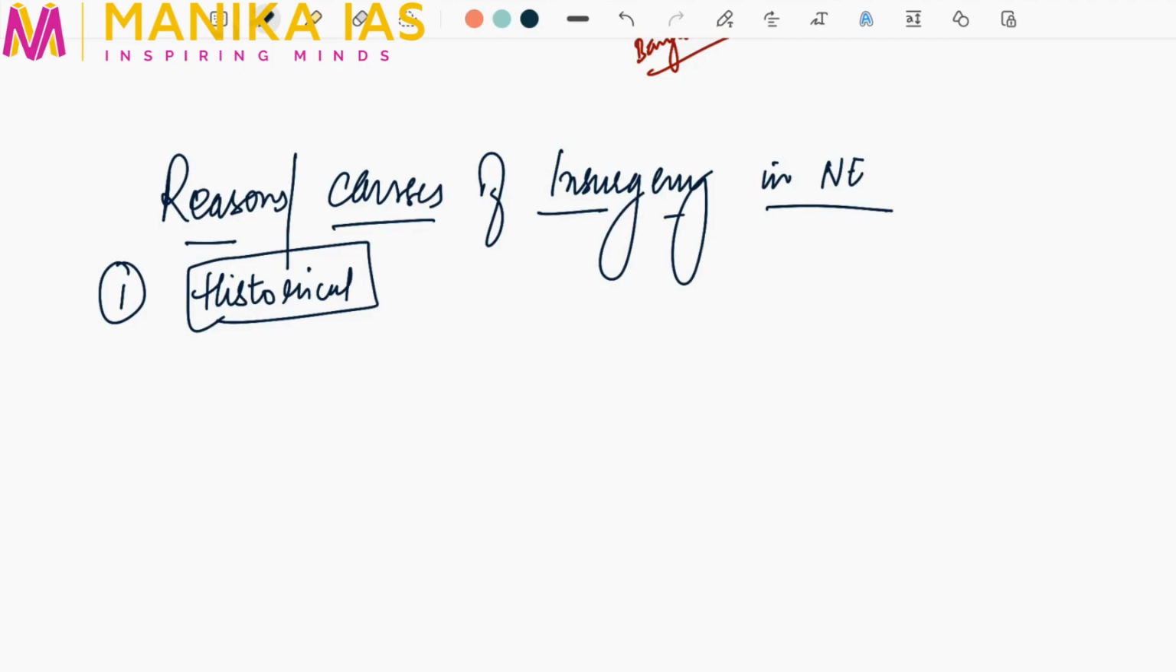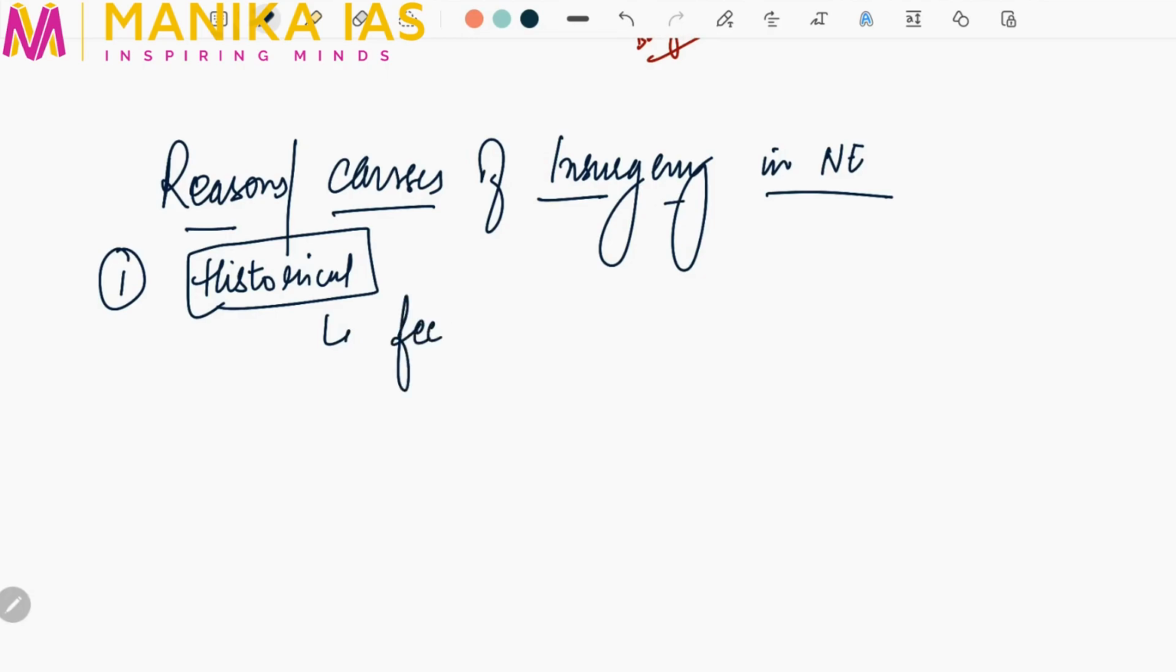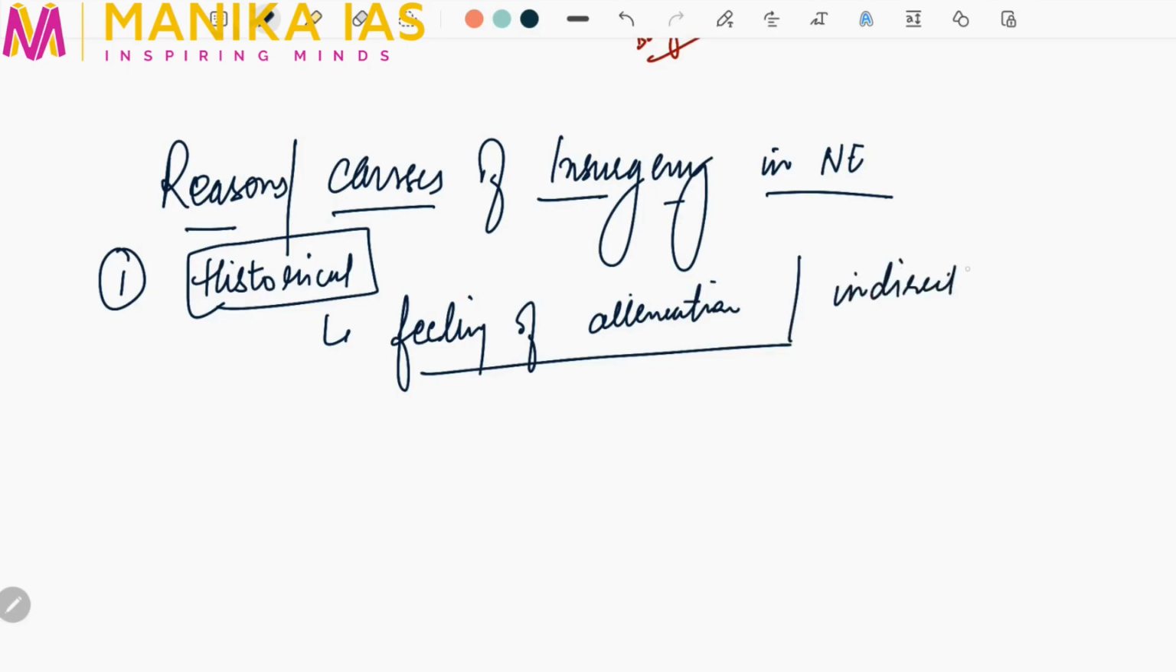Further, it is also said when the movement was there that there was a feeling of alienation due to indirect control of the British. And many of them also feel that they were never asked for their say. They were only included in India as a country when it was made in 1947.